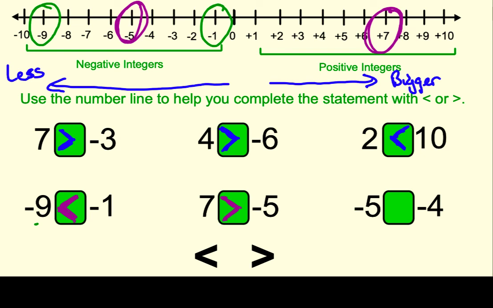And then the last one, negative 5 and negative 4. Okay, sometimes when we get in the negatives, we want to treat them like positive numbers, and we always want to take the bigger number. But remember, in the negatives, it's actually the opposite. Negative 4 is actually farther to the right. It's closer to being back to 0 than negative 5. So negative 4 is actually greater than negative 5.